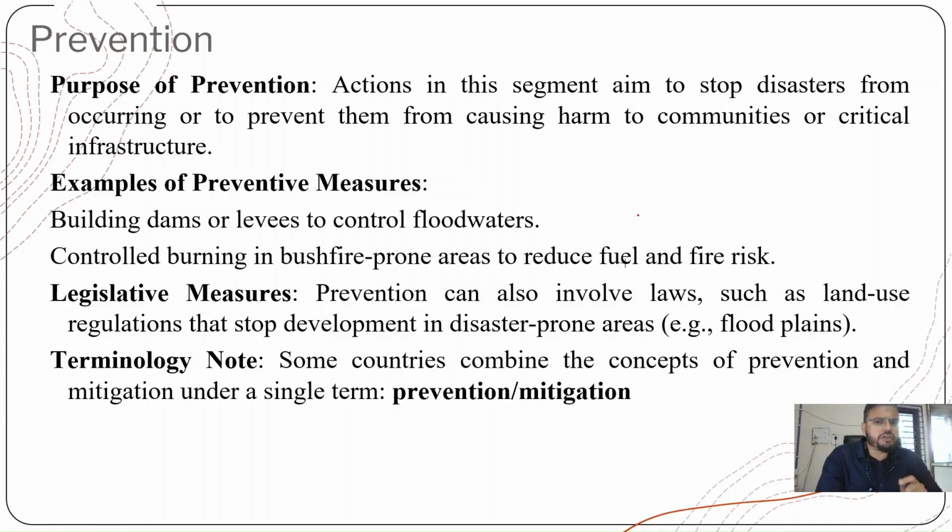The purpose of prevention is to stop the disaster from occurring or to prevent it from causing harm to the communities or critical infrastructure. Examples of preventive measures are building dams or levees to control floodwater, and controlling burning in bushfire prone areas to reduce fuel and fire risk. Prevention can also involve laws such as land use regulations which stop development in disaster prone areas, for example floodplains.